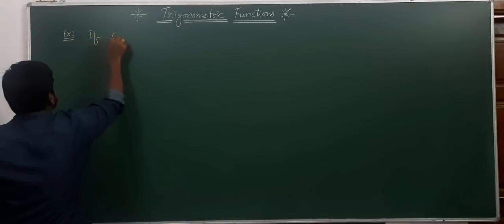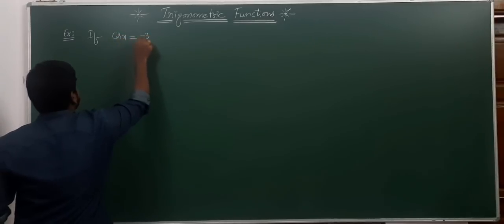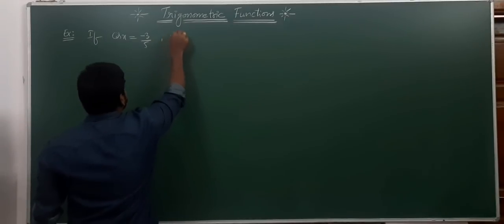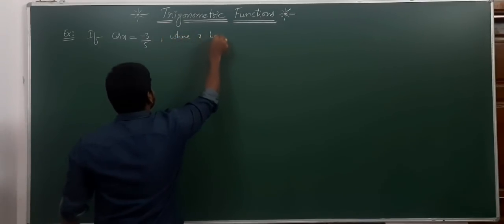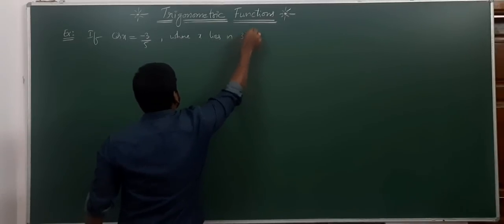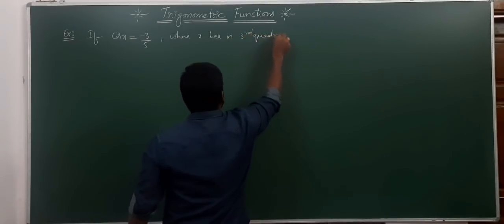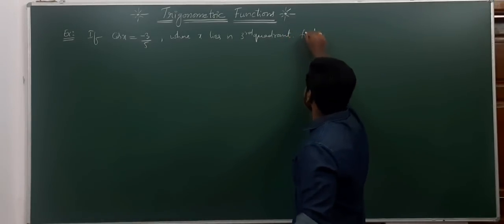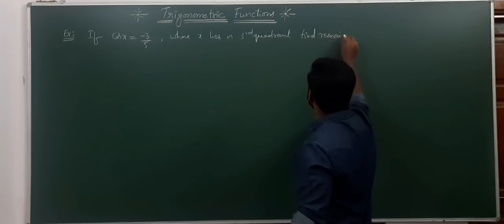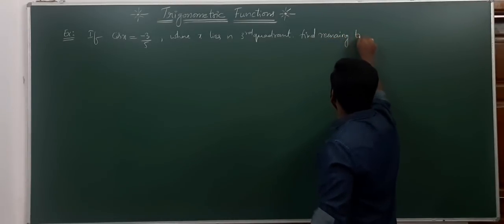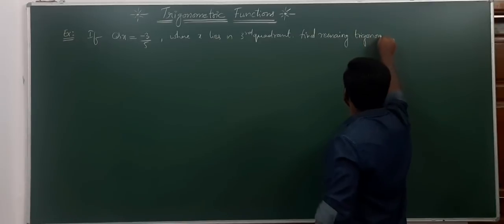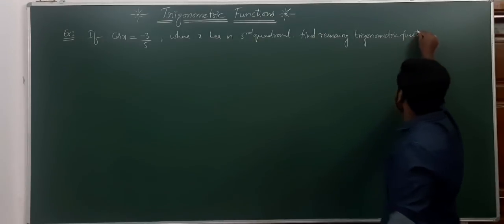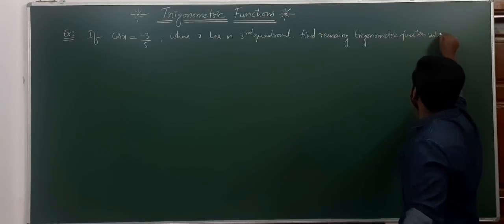If cos x is equal to minus 3 by 5, where x lies in the third quadrant, then find the remaining trigonometric function values.